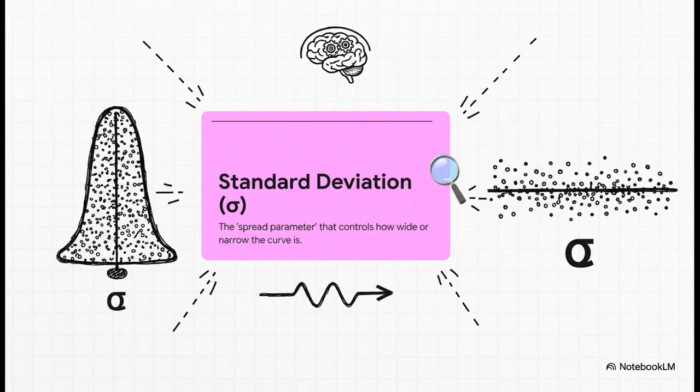The second parameter is the standard deviation, represented by the Greek letter sigma. Now, if the mean is the anchor, the standard deviation is the stretchiness parameter. It's all about the spread. A small standard deviation means all the data is clustered really tightly together, which gives you a tall, skinny curve. A large standard deviation means the data is spread way out, and that results in a short, wide curve.